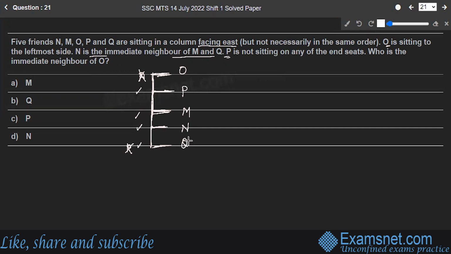So now let's read the question. What it is asking you: who is the immediate neighbor of O? Who is the immediate neighbor of O? Let's check. It's P. So the correct answer is option C. That is P. Hope you are clear with this. Let's move to the next question then.